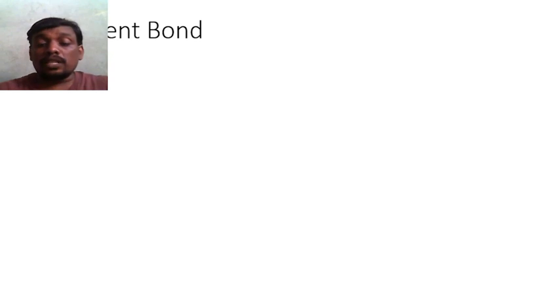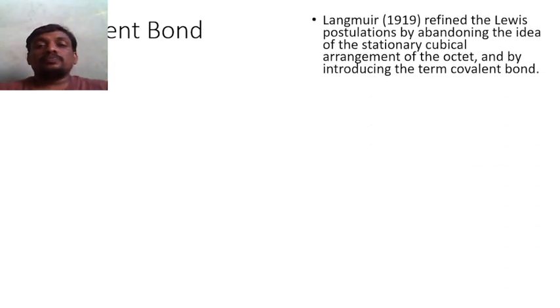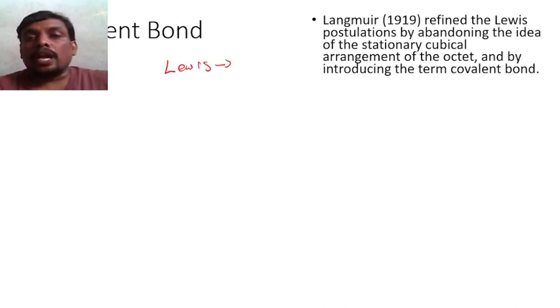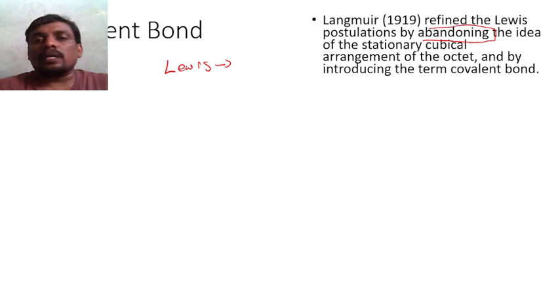Next one is the covalent bond. What is a covalent bond? Langmuir refined Lewis' postulations by abandoning the idea of a stationary cubical arrangement. He did not agree with the idea of a stationary cubical arrangement of the octet, and he introduced the term covalent bond.